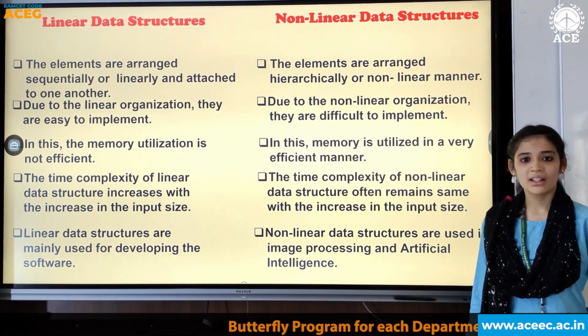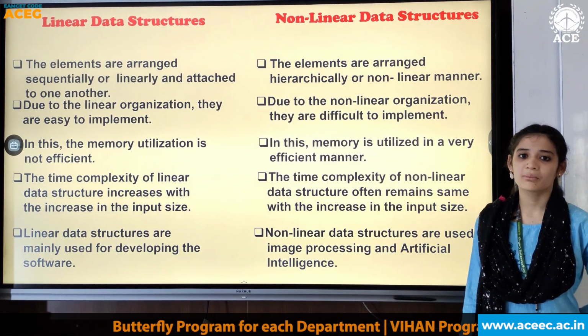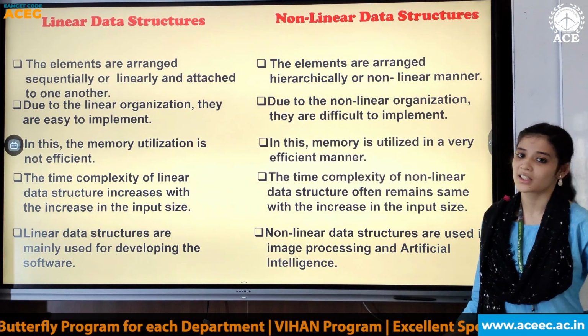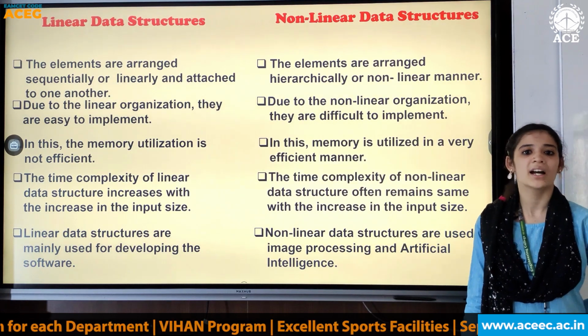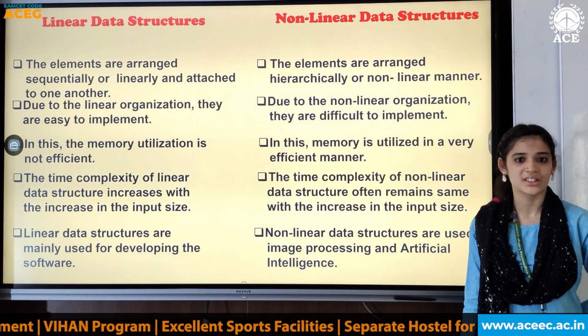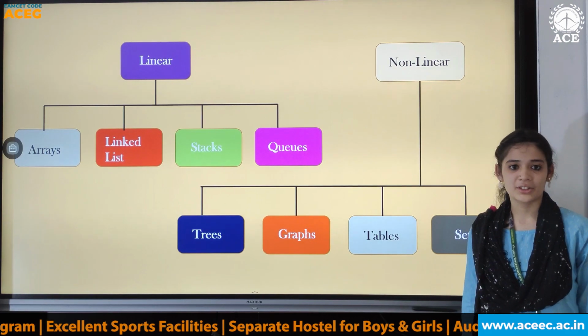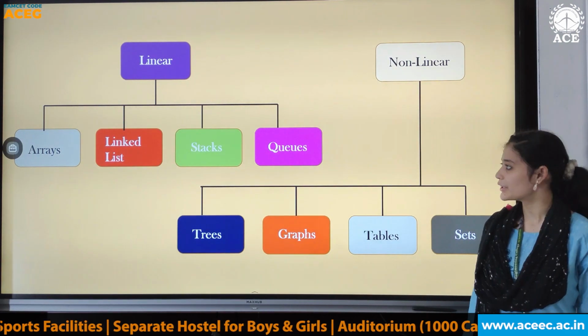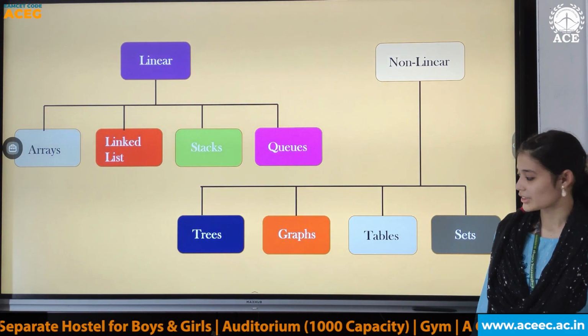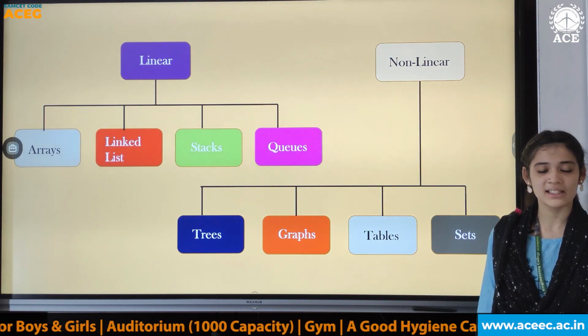Linear data structures are mainly used for developing the software and in many other computer science applications, whereas non-linear data structures are used for image processing and artificial intelligence applications. Examples of linear data structures: arrays, linked lists, stack and queue. Examples of non-linear data structures: trees, graphs, tables and sets.